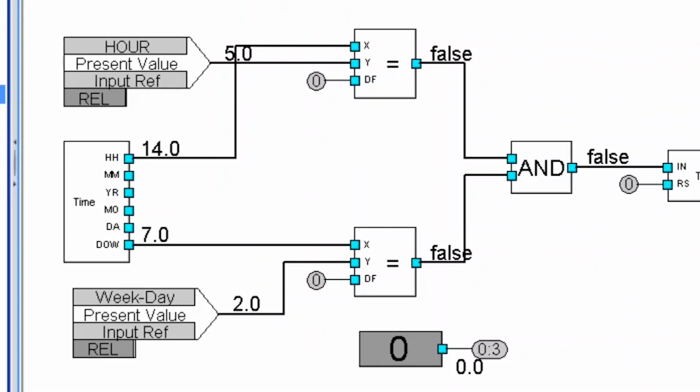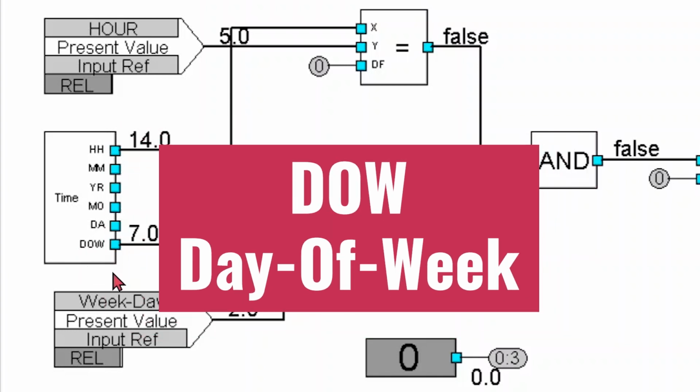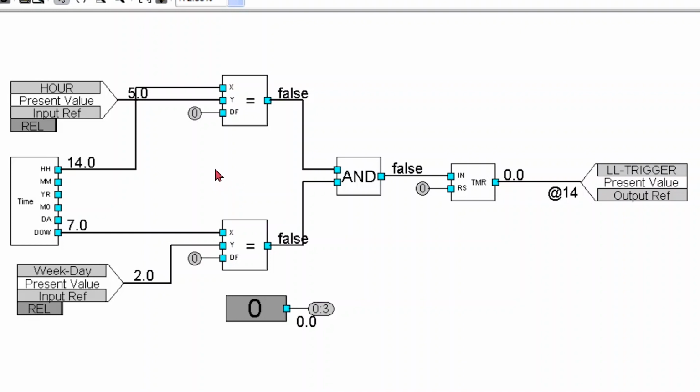And this is how it works. I have a time module where I'm picking up the current hour of the day, and I'm picking up the DOW, day of the week. So in this case, today's Sunday, which is number 7, and it's 14 hours, which is 2 p.m. And what I'm doing is comparing the current time and day of the week to my hour and my day of the week where I want my lead lag to trigger.